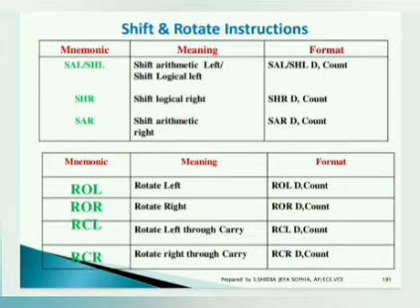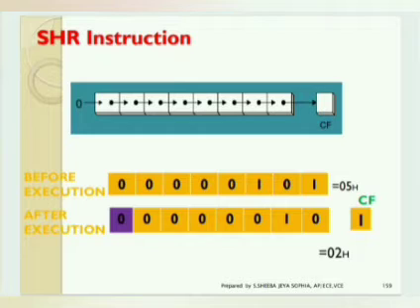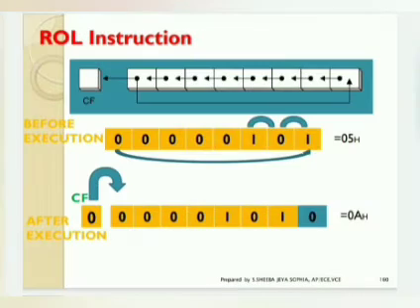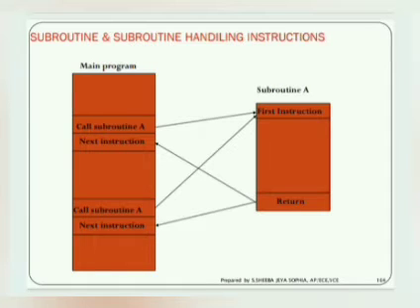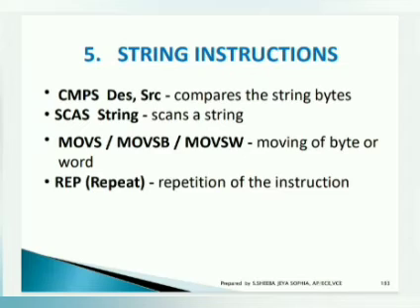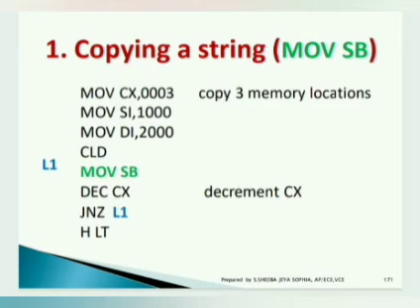Shift and rotate instructions. As we know, shift is nothing but shift towards left or shift towards right. Rotate left, rotate right. These are all shift and rotate instructions, to rotate the data, to shift the data from one place to another place. Branching or program execution instructions like call: if you are using a main program and you need to call the subprogram, you will be using call, then return to the main program, jump instruction to jump to a particular location, and loop, like we use for loop and while loop in C. Here the loop will go on until the condition is satisfied. String instructions are nothing but comparing the string, moving, repeat, scanning the string, etc.